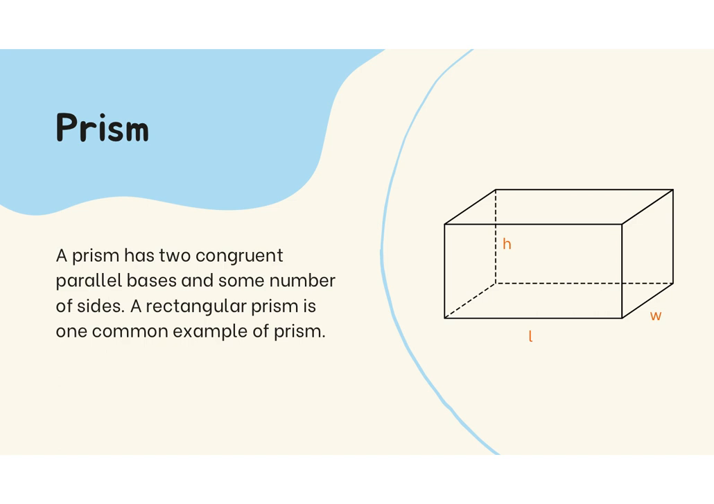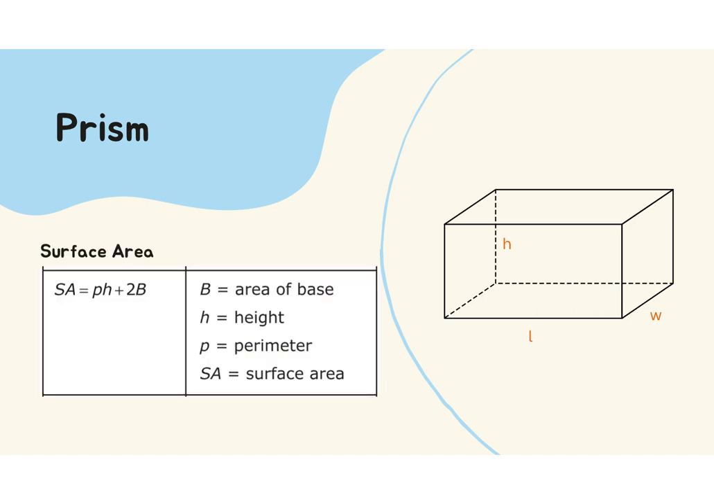And then we have some number of sides. They will also be rectangles for prisms. And this example they give you is the rectangular prism. You could also see triangular prisms and some other shapes as well, which you'll see a little bit more when we get to volume.